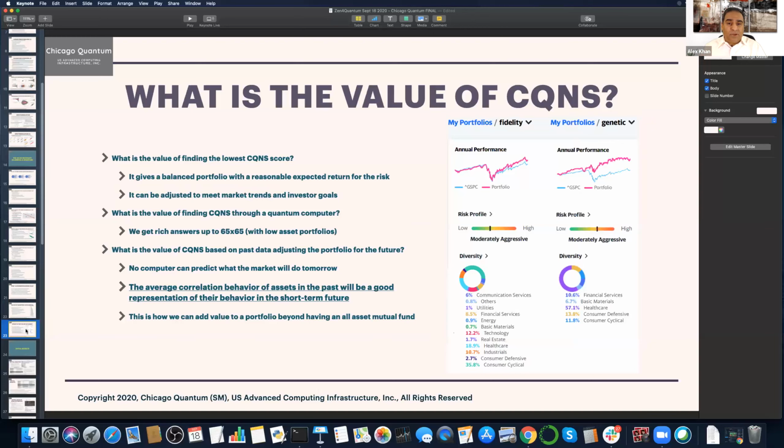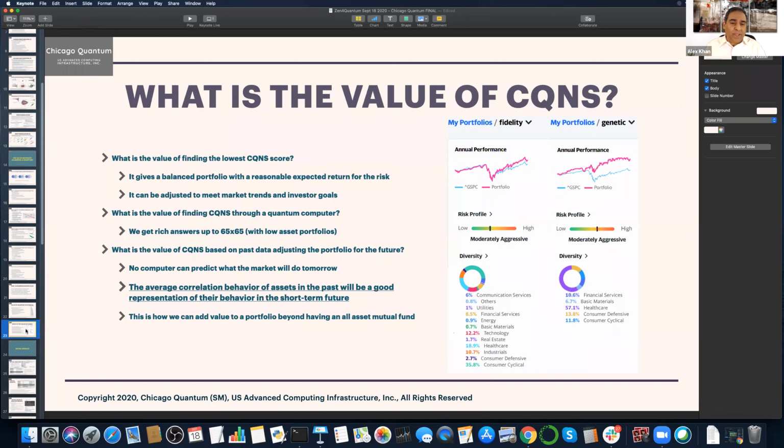And then finally, what's the value of the CQNS? So we've looked at a number of portfolios now. On the right side, you can see these plots of the performance of certain portfolios. These are just example portfolios. I picked a Fidelity portfolio, took out the top 100 assets in there and plotted that. Then we ran it through our genetic solver and we got an answer. Then we created a portfolio and looked at the performance of that. And you can see that it had a good performance.